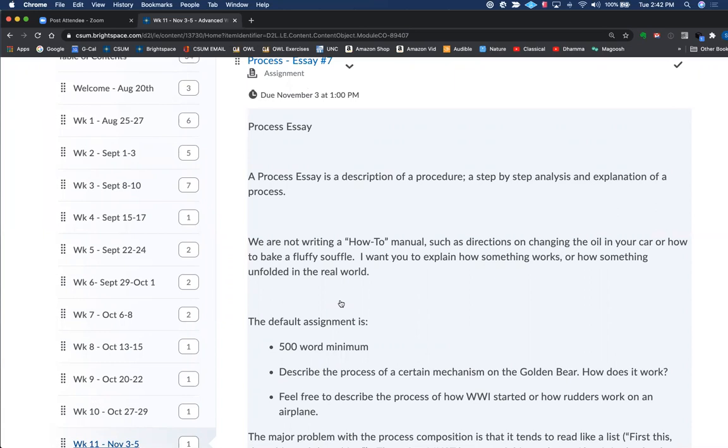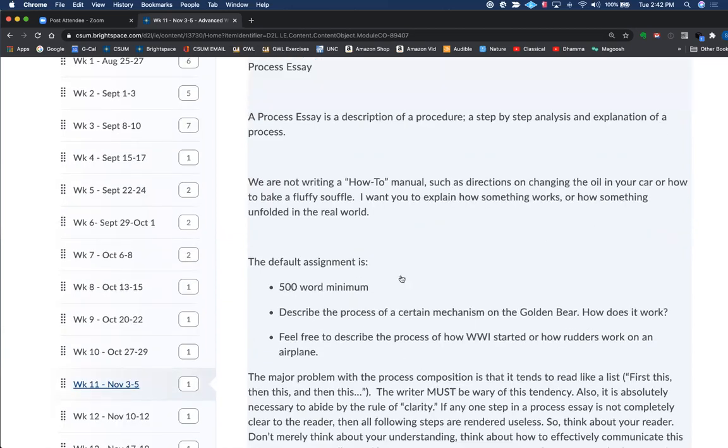So this is the difference between how to change the oil in your car, do step X, Y, and Z. That's how to. This one is, tell me how a car engine functions. Okay, you got this and you got that and the other thing. You're not telling me to do something. It's just a simpler way of writing. So what I want you to do is describe a process, like the workings of a mechanical engine.